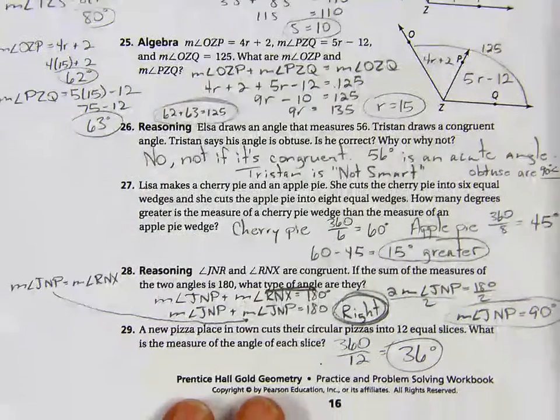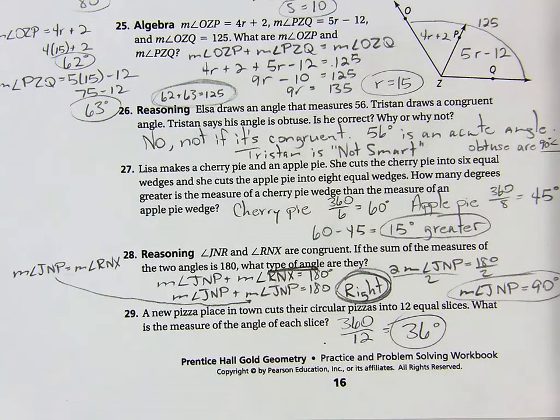Okay, the next problem, number 28. These two angles, JNR and RNX, are congruent. If the sum of the measures of the two angles is 180, what type of angles are they? Well, if you add these two angles together, they're equal to 180, and they're supposed to be equal to each other. Algebra tells us, and we will solve problems like this later on, we do a little substitution. We have to manipulate. We'll do proofs.